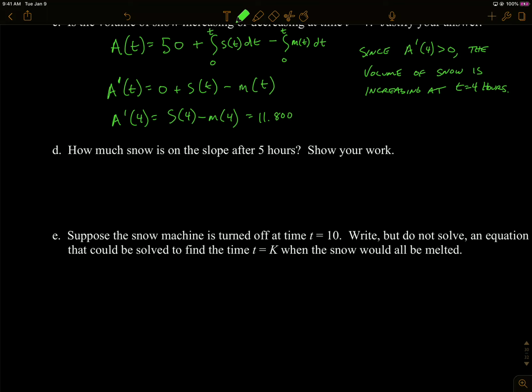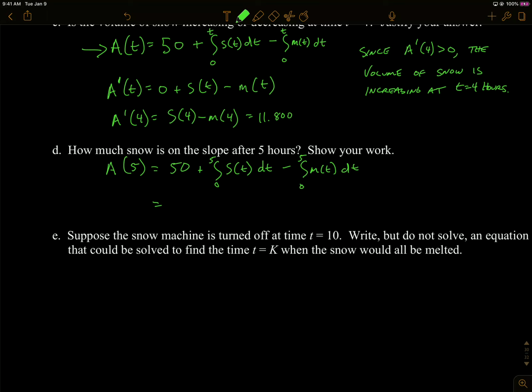How much snow is on the slope after 5 hours? Remember that the function up here can tell us the amount of snow. So after 5 hours, we start with our initial amount of 50 cubic yards. Then it accumulates, it adds from the snow machine from 0 to 5, this guy, but then we lose to melting over those 5 hours. So we subtract it.